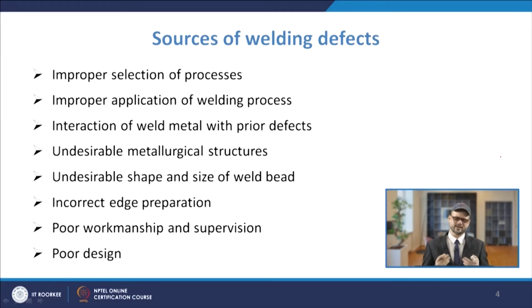Like if you are taking a process which has a very deep penetrating heat source, and you are putting it on a very narrow V angle, that basically will cause a crack in the root because of the very large depth to width ratio. So, in those cases you will have improper selection of the welding process, so that you do not get the desired results after the welding.